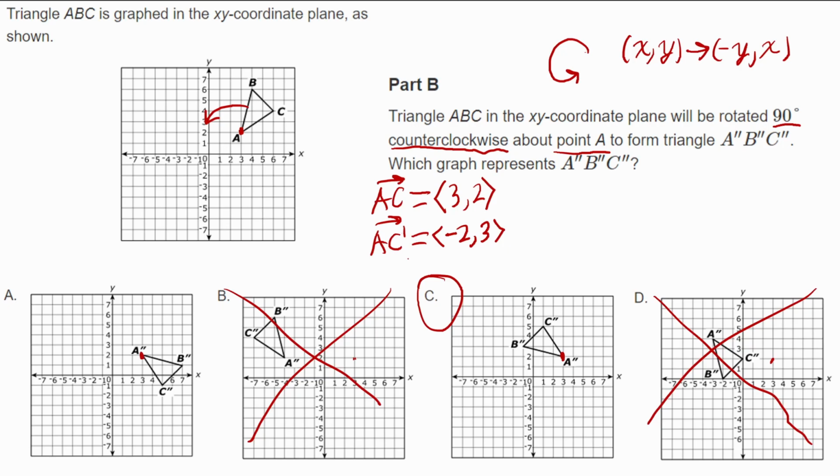So how do I find C prime? Well, we could check it on the graph that we chose, and we do that rule. The negative 2 tells me move 2 left, 1, 2, and then 3 up, 1, 2, 3. And there's our C double prime. We could check this on the graph that we didn't select. 2 left, 1, 2, 1, 2, 3 up. That isn't our point, so we know that that is not our answer. Our answer is going to be C.